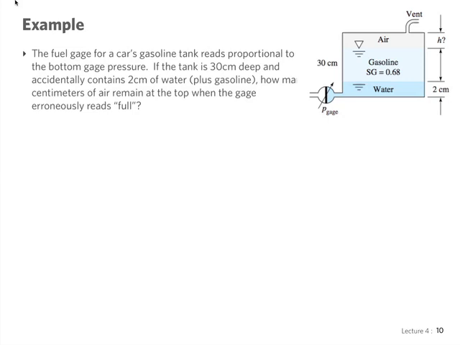So the tank is 30 centimeters deep, but in this case it accidentally contains 2 centimeters of water at the bottom. Of course, the water goes to the bottom because gasoline is lighter, plus gasoline at the top. So the question is, how many centimeters of air remain at the top when the gauge erroneously reads full?